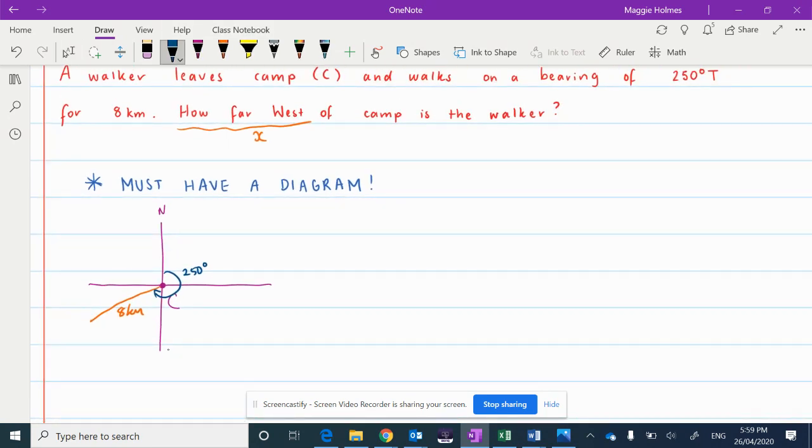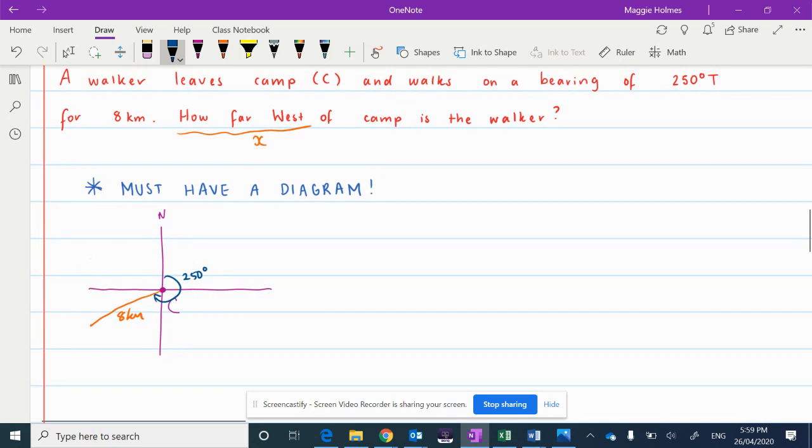Now you'll see that we almost have a right-angled triangle there. Do we want that? Let's see. You need to figure out how far west of camp is the walker. So if this is where they've ended up, then how far west is represented by this length here? From their starting point, how far have they got until they're in line with where they were? That's the amount west, and we're calling that X, as I've defined it there. We've almost got that right-angled triangle. Let's fill that in now.